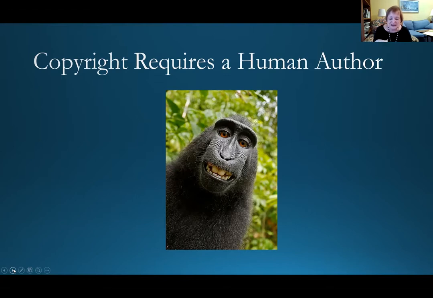Ironically, this case was challenged, and Naruto ultimately lost. But in the meantime, there was somebody who wanted to be Naruto's guardian ad litem because he couldn't litigate the work on his own. PETA came in to protect Naruto's rights and so on. But eventually, the principle remained: you need a human author.